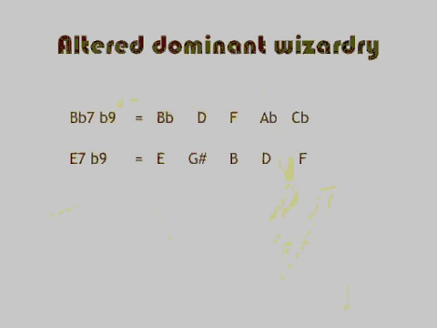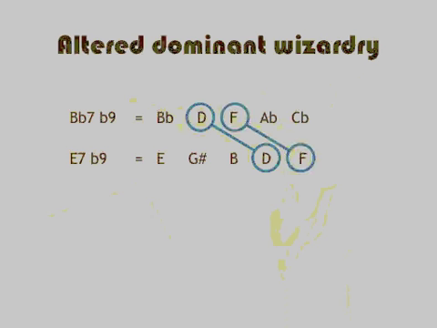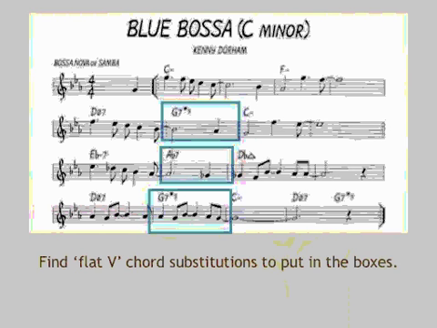Now, when we compare these two, you can see that the D and the F are common to both. And then the G sharp and the A flat are just the same note. They're just enharmonically spelled differently. And same thing with the B and the C flat. So in other words, the B flat 7 flat 9 chord and the E7 flat 9 chord are identical except for their bass note. That's the only note that's different. So because of the basic notion of common tone substitution, we can substitute these two for each other.